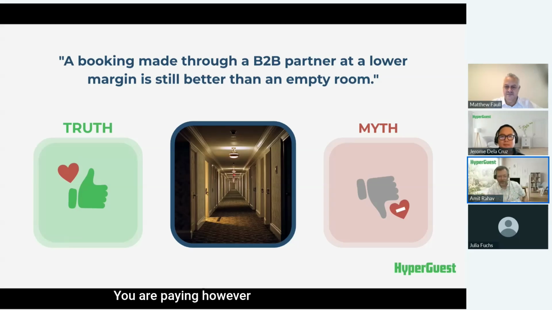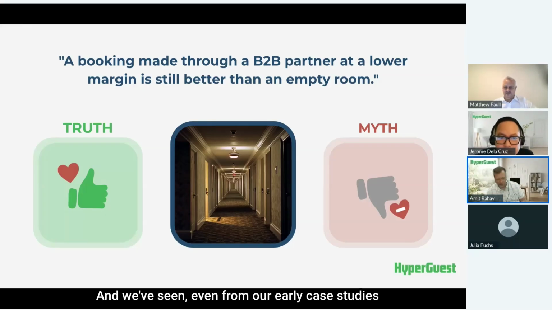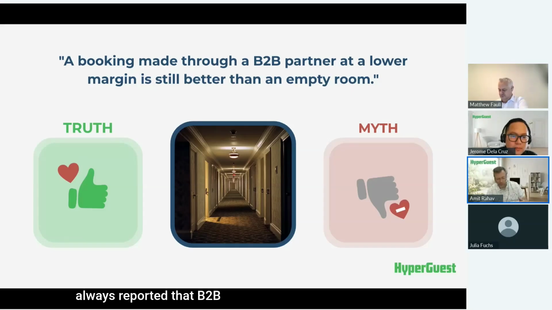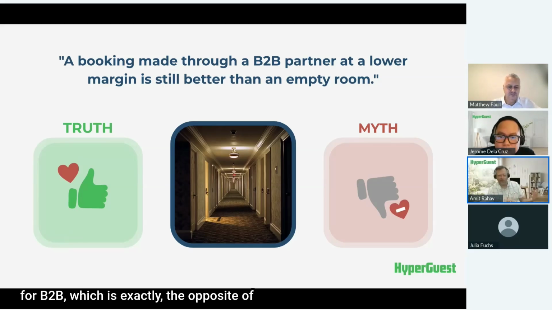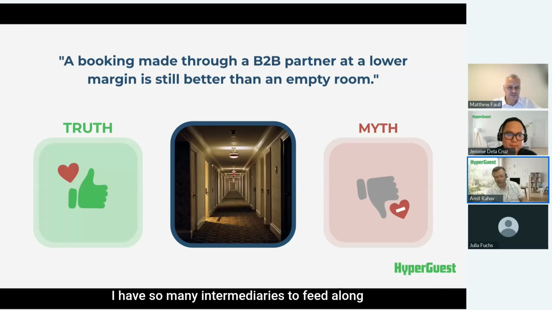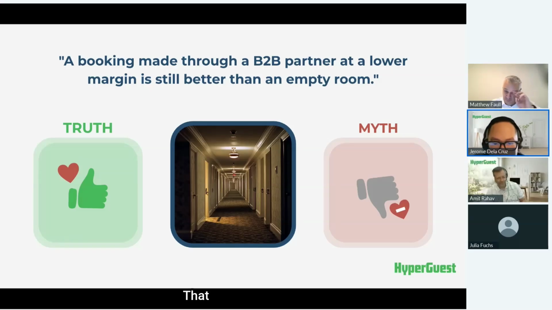You are paying however that contract says. So Compass will find you the optimum. And we've seen even from our early case studies, always reported that B2B becomes one of the top 8. I remember the case study, second highest ADR after the direct website for B2B, which is exactly the opposite of what you would expect in the B2B. I have so many intermediaries to feed along the way to partner with me on that ADR. So yeah, it's not necessarily good or bad, either or. Yep, perfect. That makes sense.